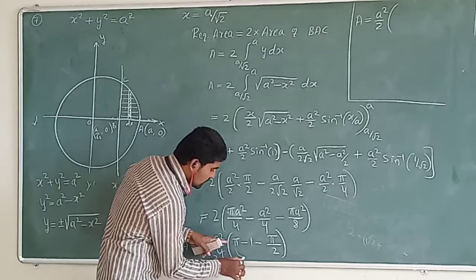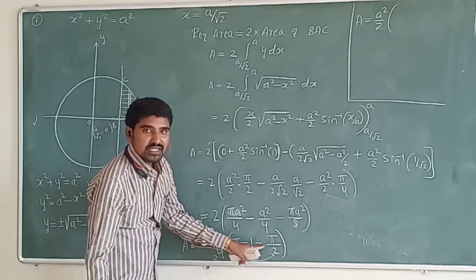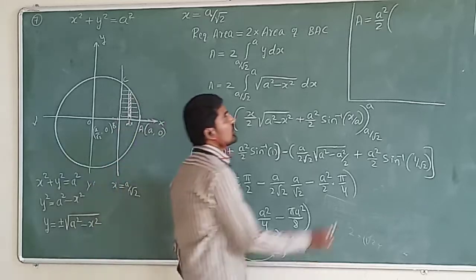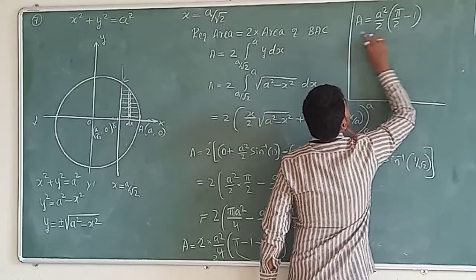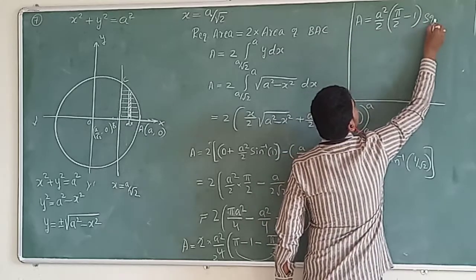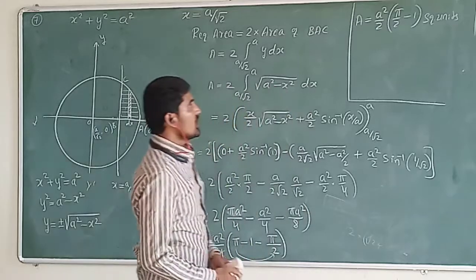So the answer is 180 minus 90, which is equal to 90. How do you write 90 in radian measure? Pi by 2. So pi by 2 minus 1. Since this is area, you must write square units. I hope all of you understood this.